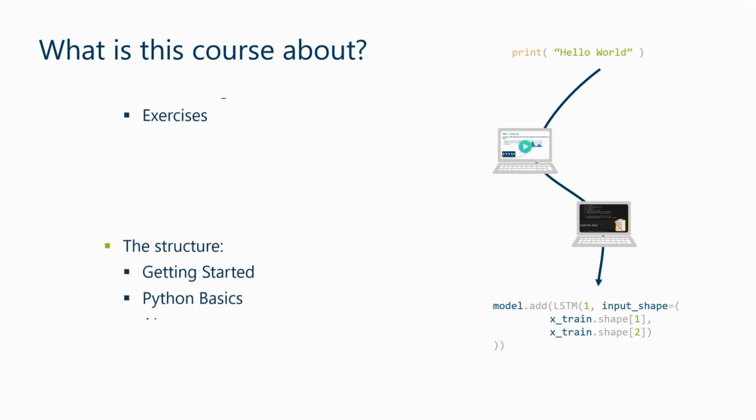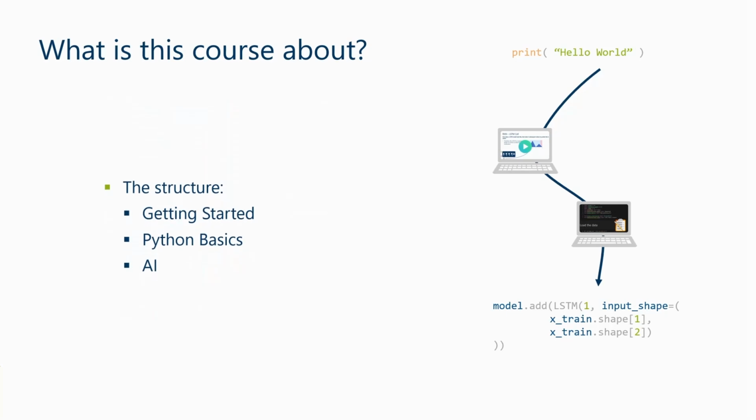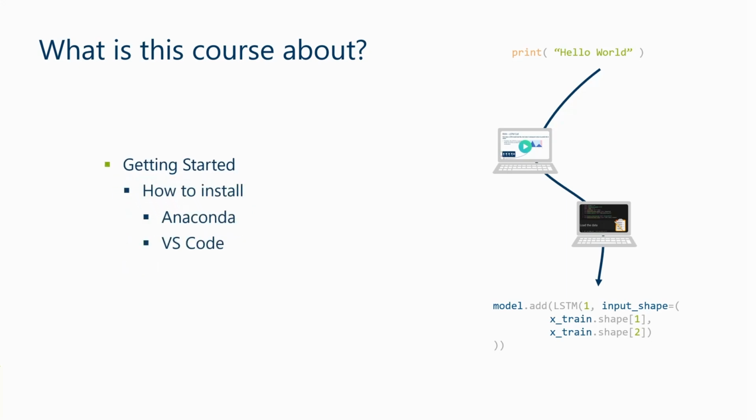The structure of this course is organized into three sections at the top level: Getting Started, Python Basics, and Artificial Intelligence, or AI in short. We are currently in the first section, Getting Started, in which we will first install Anaconda and VS Code.